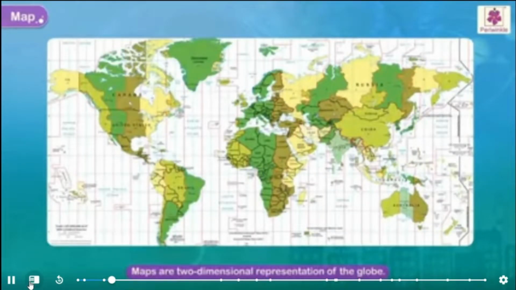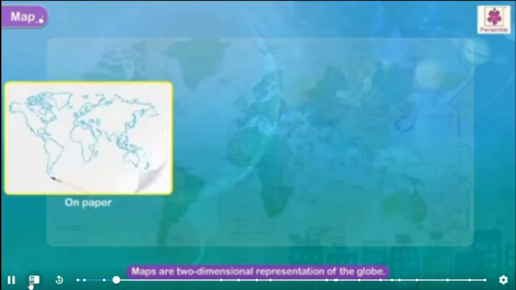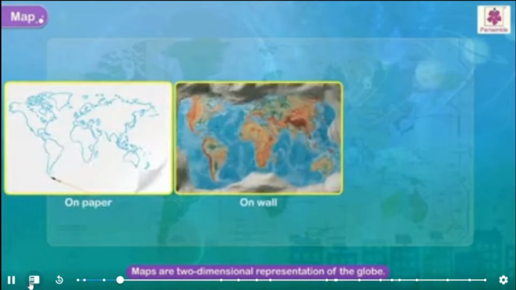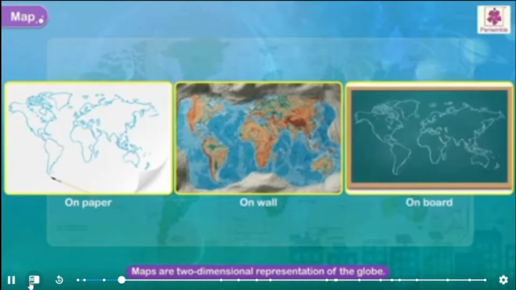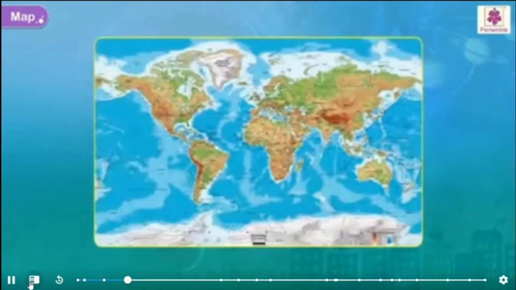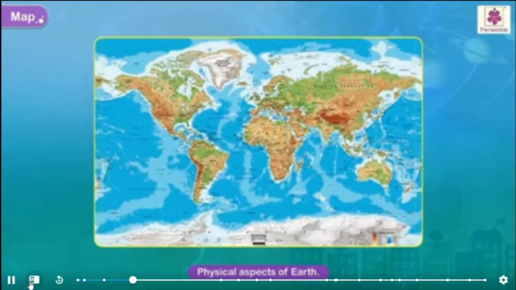Map. Maps are two-dimensional representation of the globe. They are drawn on paper or on a flat surface like a wall or a board and help to understand a specific limited part of the Earth. Maps also facilitate a detailed study of the physical aspect of the Earth.